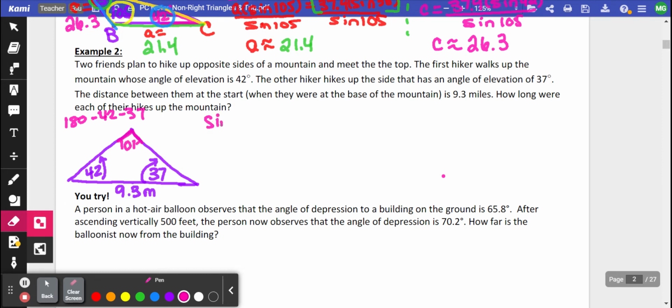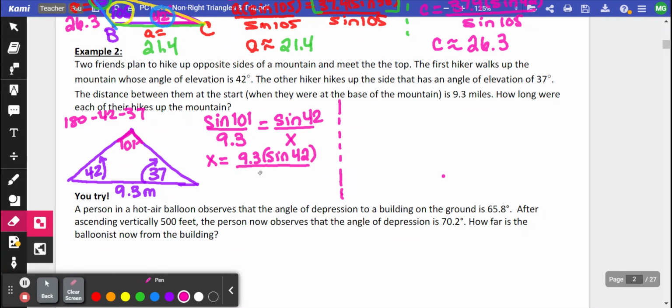So let's see how we do. Sine of 101 is to 9.3 as the sine of 42 is to, you can call that whatever you want right now, x. Okay, that'll be one of our proportions. And we go ahead and solve. We get x equals 9.3 times the sine of 42. We're just cross multiplying. This is just a proportion. Divided by the sine of 101. Okay, make sure you put that in your calculator, and you should get about 2.25 miles. So 2.25. Again, put it on your diagram.